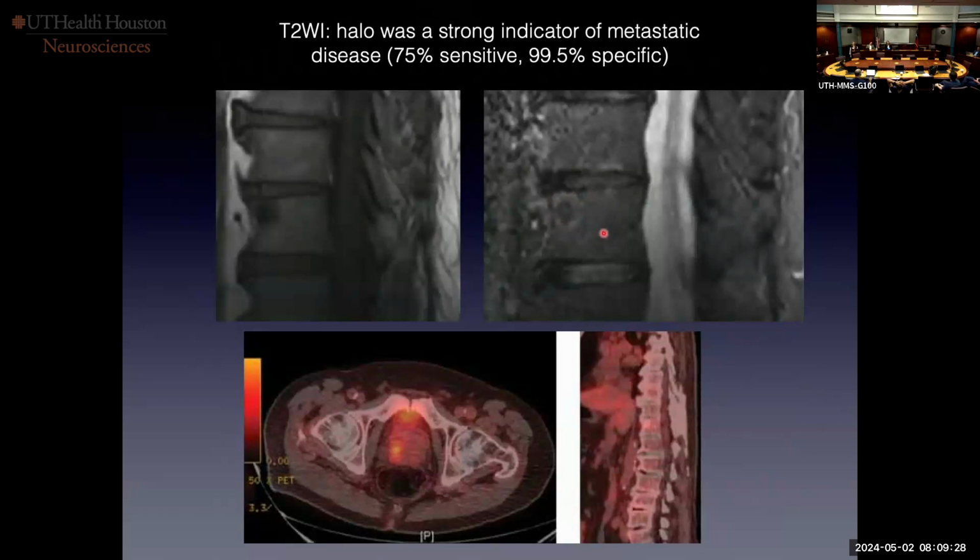In this particular case, they did FDG PET, which showed increased uptake in the lesion and also revealed the primary. The other way you could do this, you have this lesion, you do a CT scan, it's blastic, it's a male patient, you do a PSA, and they'll probably give you the same answer. You probably get to the same place.